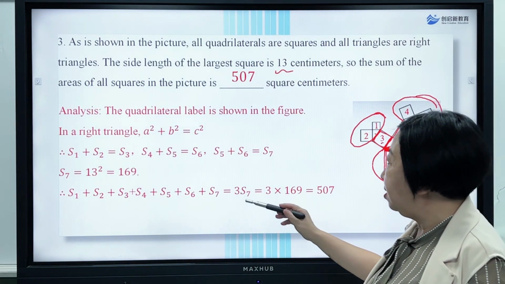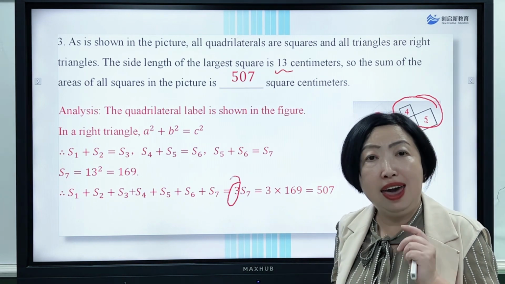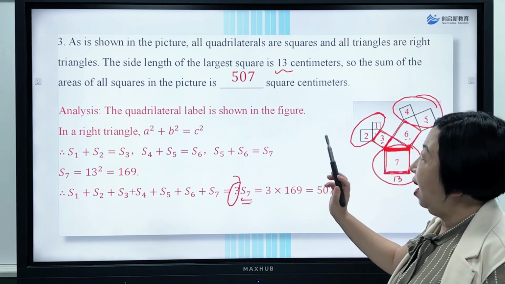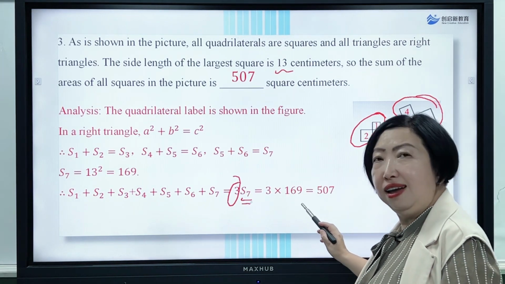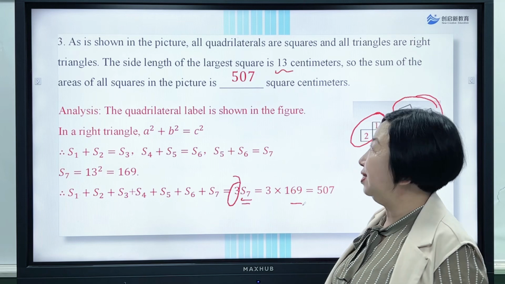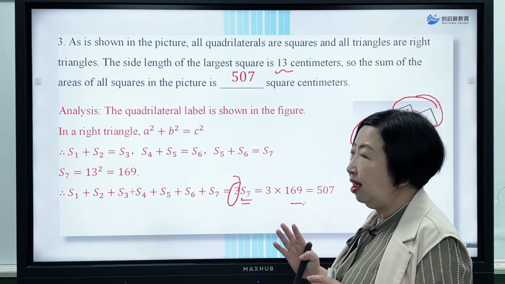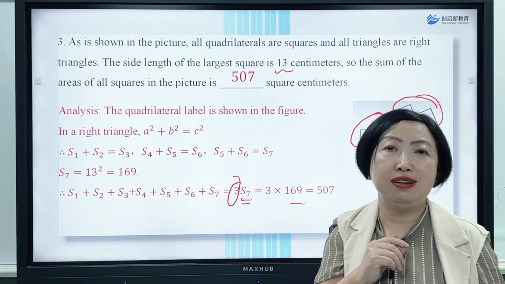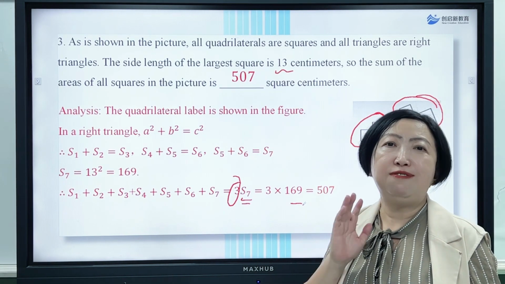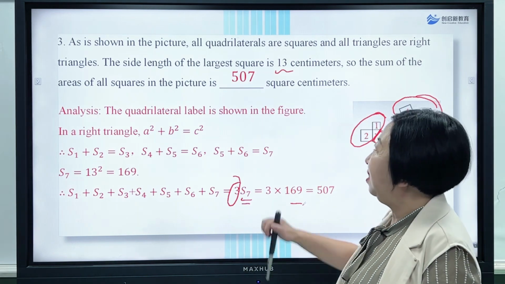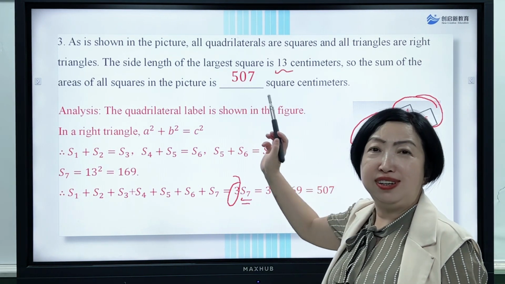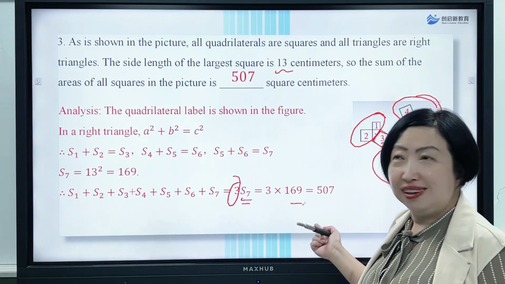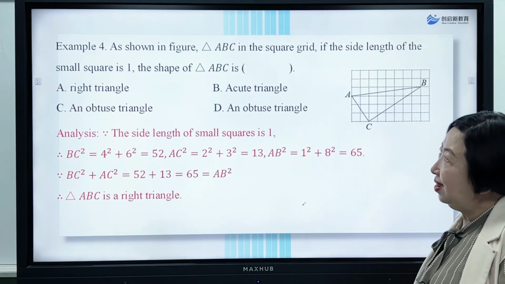So we have three times the area of number 7. The area of number 7 is 169. So the sum of the areas of the squares is 3 times 169. Of course, it equals 507. The answer is 507. It's an interesting question. Oh, let's have a look.